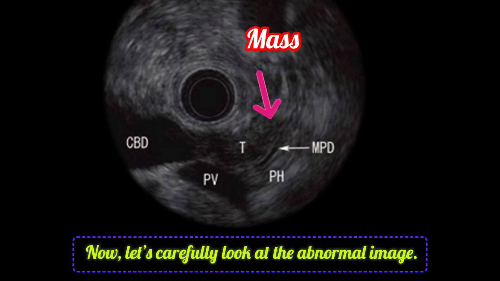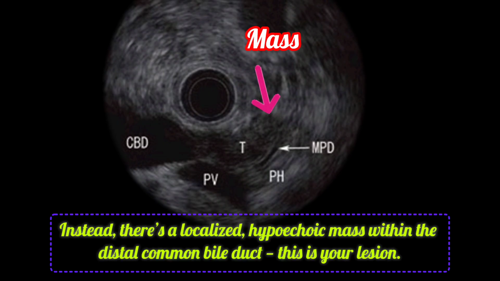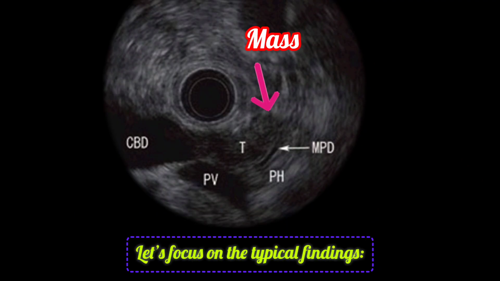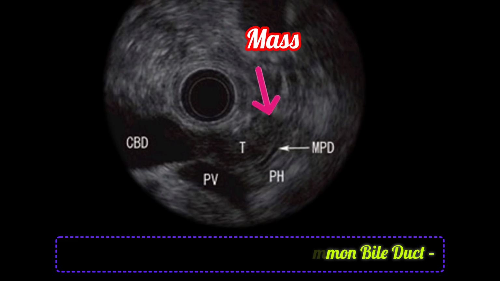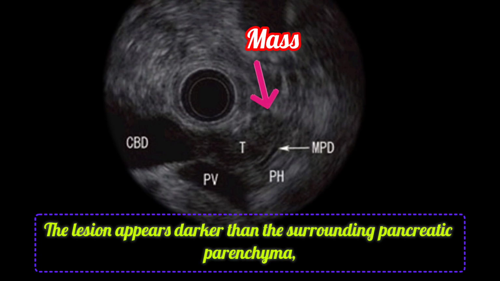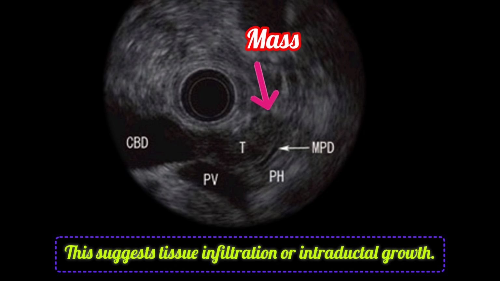Now, let's carefully look at the abnormal image. Here, you can immediately notice that the normal smooth tubular appearance of the CBD is lost. Instead, there's a localized hypoechoic mass within the distal common bile duct. This is your lesion. Let's focus on the typical findings. Localized hypoechoic mass in the common bile duct. The lesion appears darker than the surrounding pancreatic parenchyma, replacing the normal anechoic lumen of the CBD. This suggests tissue infiltration or intraductal growth.